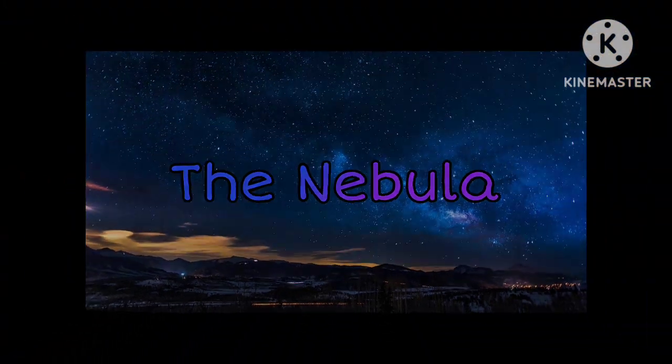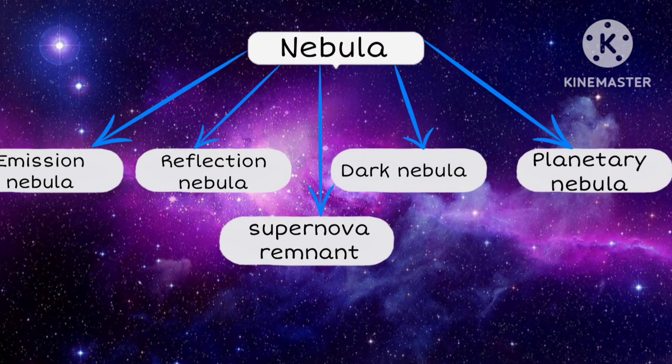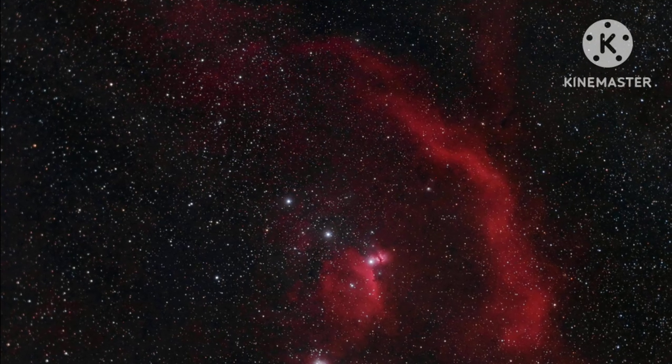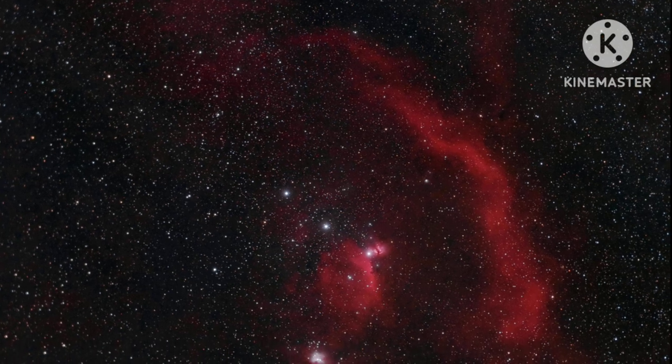The nebula. Nebulae are classified into several types based on how they interact with light and their physical characteristics. Emission nebula, reflection nebula, dark nebula, planetary nebula, supernova remnants are the classifications. Exploring the different types of nebulae in the deep sky.